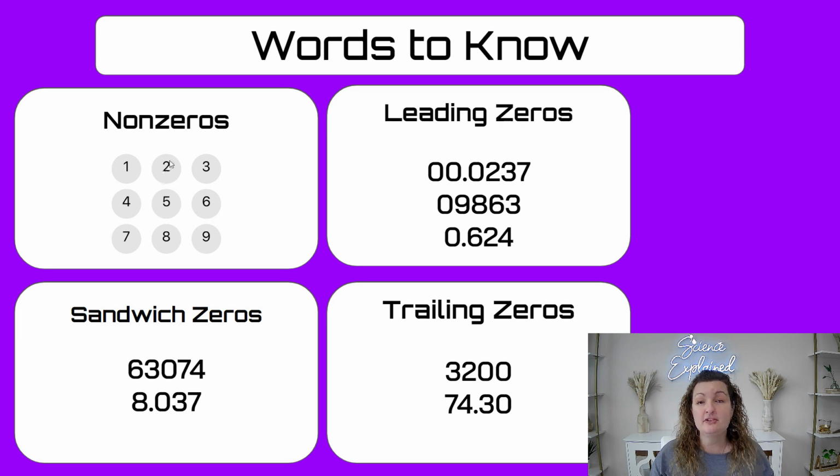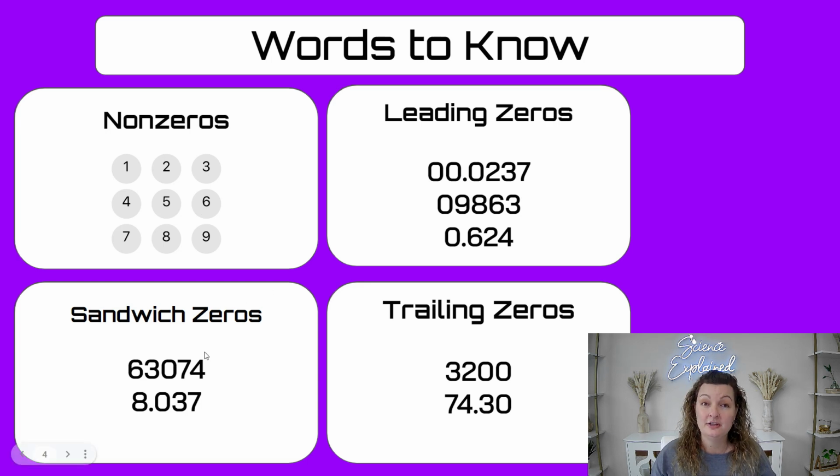The first one is non-zeros, and that's just any number other than 0. Right? So 1, 2, 3, 4, 5, 6, 7, 8, and 9 are our non-zeros. Leading zeros are any numbers that will start our number chain off. So whether it has a decimal or not, if the first numbers are zeros, those are called leading zeros.